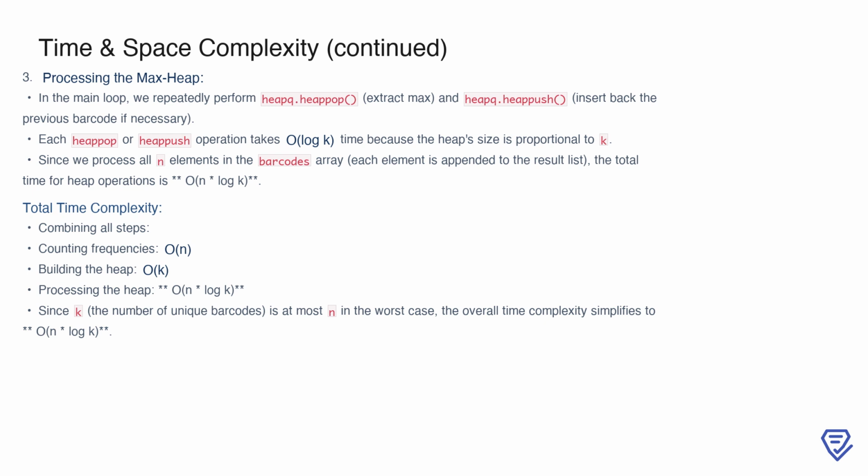Combining all the steps, we have the frequency counting step taking O(n), the heap building step taking O(k), and the heap processing step taking O(n log k). Since k, the number of unique barcodes, is at most n, the overall time complexity simplifies to O(n log k). This is efficient and ensures the solution scales well even for larger inputs.